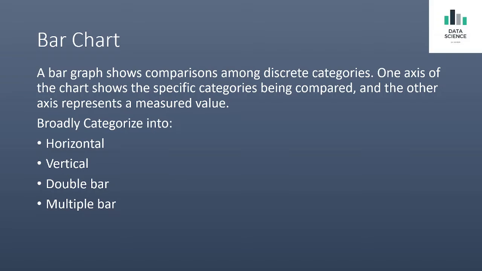So, one axis of the chart shows the specific categories being compared, and the other axis represents a measured value. For example, we can compare oil resources in different countries at any given point in time. So here, the discrete categories will be different countries and the measured value will be oil resources, which can be in numbers, a count.